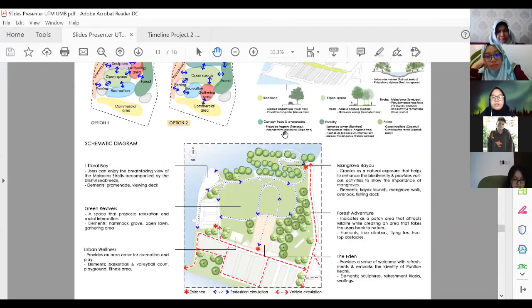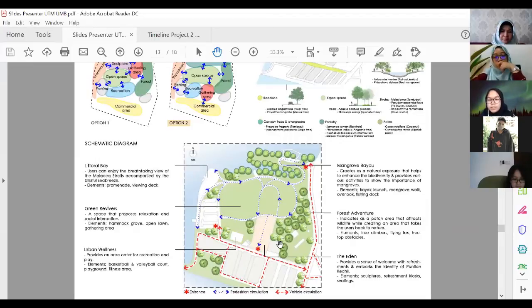Below it is the Green Revivers, which is a space that proposes relaxation and social interaction where the users can gather and interact with one another. The elements I propose will be hammock grove, open lawn, and a gathering area. Below it will be the urban wellness, which is an area catered for recreation and play, where I propose a basketball and volleyball court, a playground, and also a fitness area.